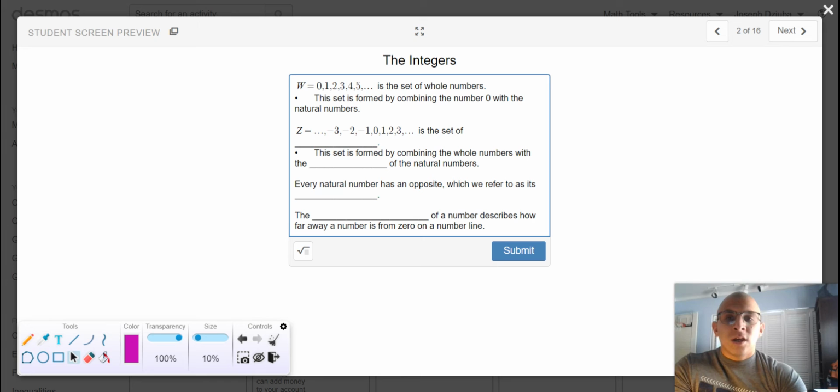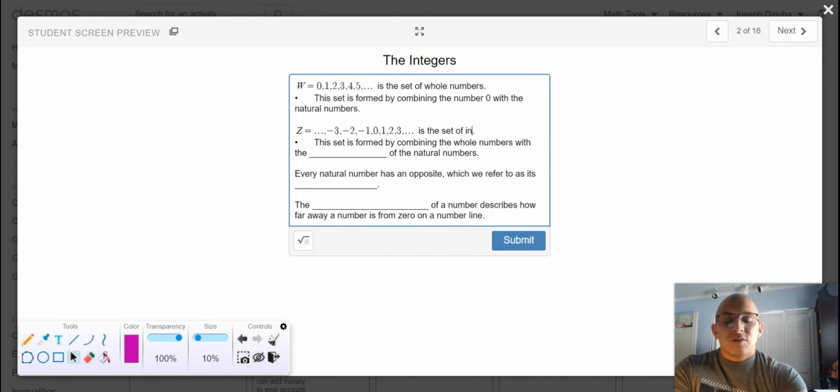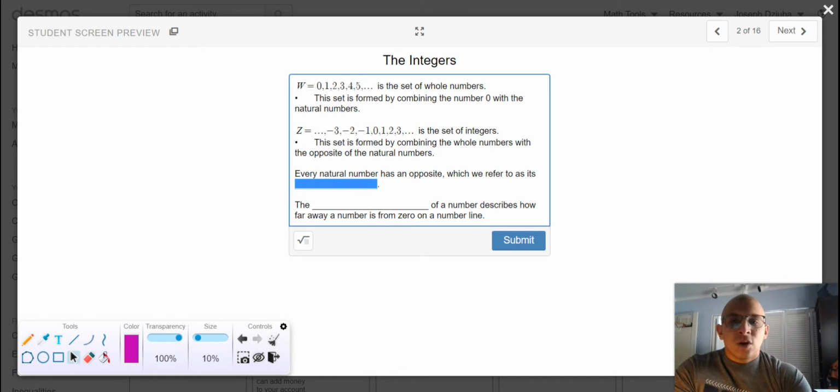So in the event, now we have a new letter, Z, that includes the opposites of our natural numbers and 0. We would call that the integers. And this kind of came into play when you began your pre-algebra and algebraic exploration. This set is formed by combining the whole numbers with the opposites of the natural numbers. Every natural number has an opposite, which we refer to as its negative.